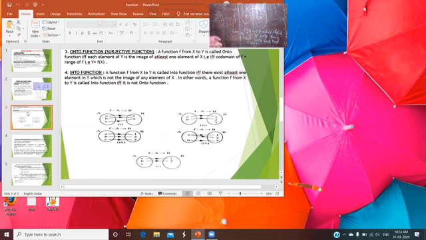Now if the function is not onto, it is known as an into function. What is meant by into function? All the elements of X are involved, but some element of Y is left over which is not the image of any element of X. If that type of function exists, you can say that the function is known as an into function. So if the function is not onto, it is known as into. Next slide.